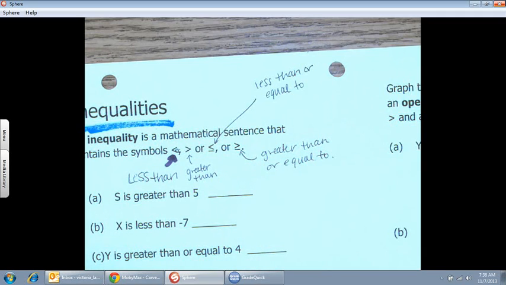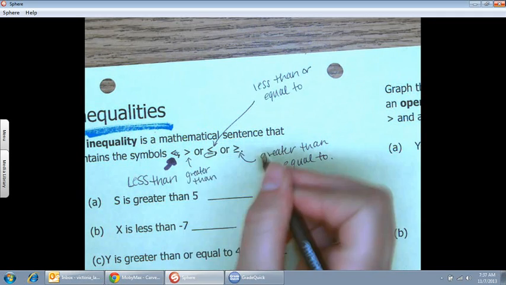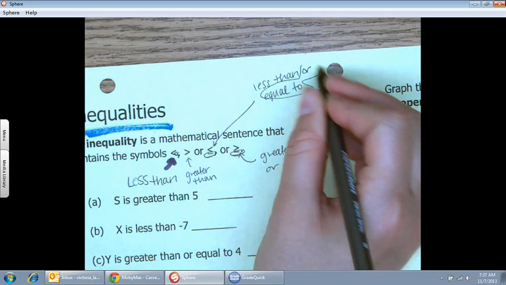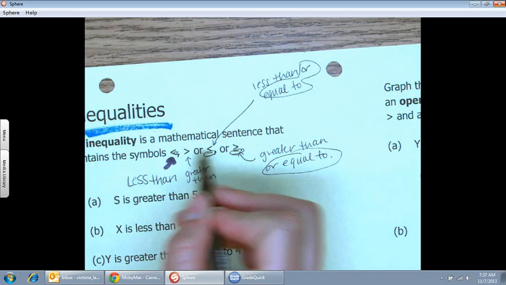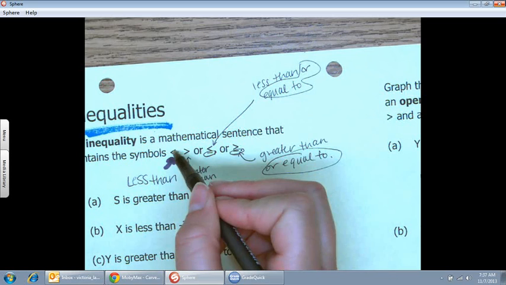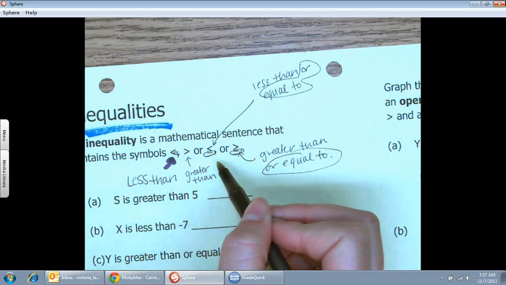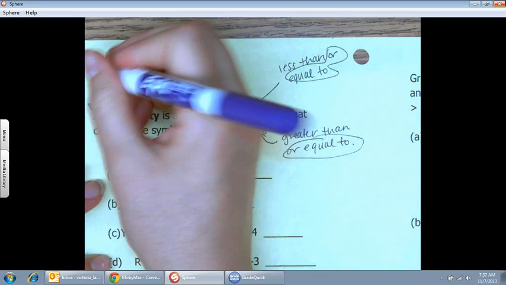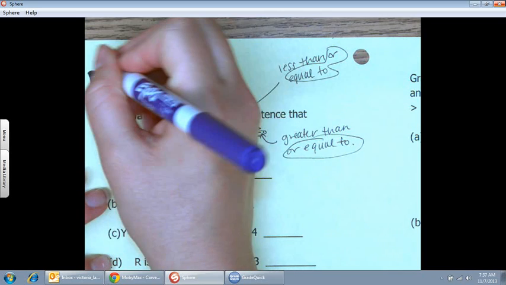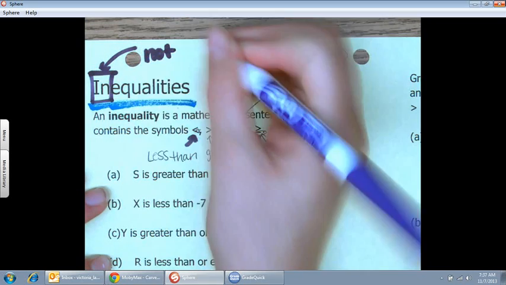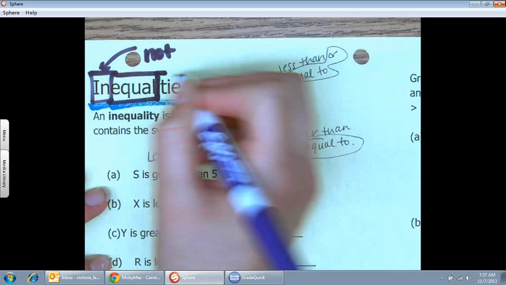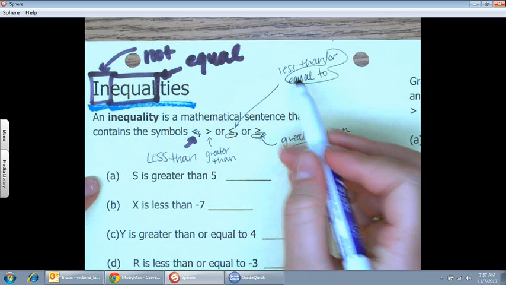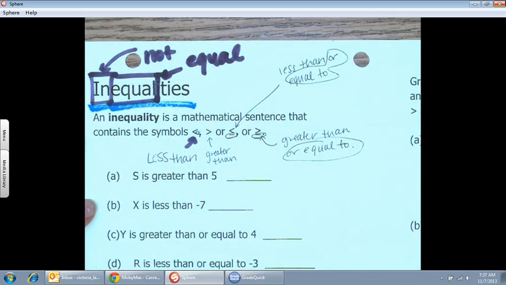The difference between them is this little line at the bottom. Do you see the line? That means the or equal to part, okay? And then the other signs are the same. So this is a less than, less than, less than. Or greater than just has the line underneath it. And an inequality is a statement that tells you in meaning not equal. So it means it's not equal. It's saying that something is either less than the other or something is greater than the other.